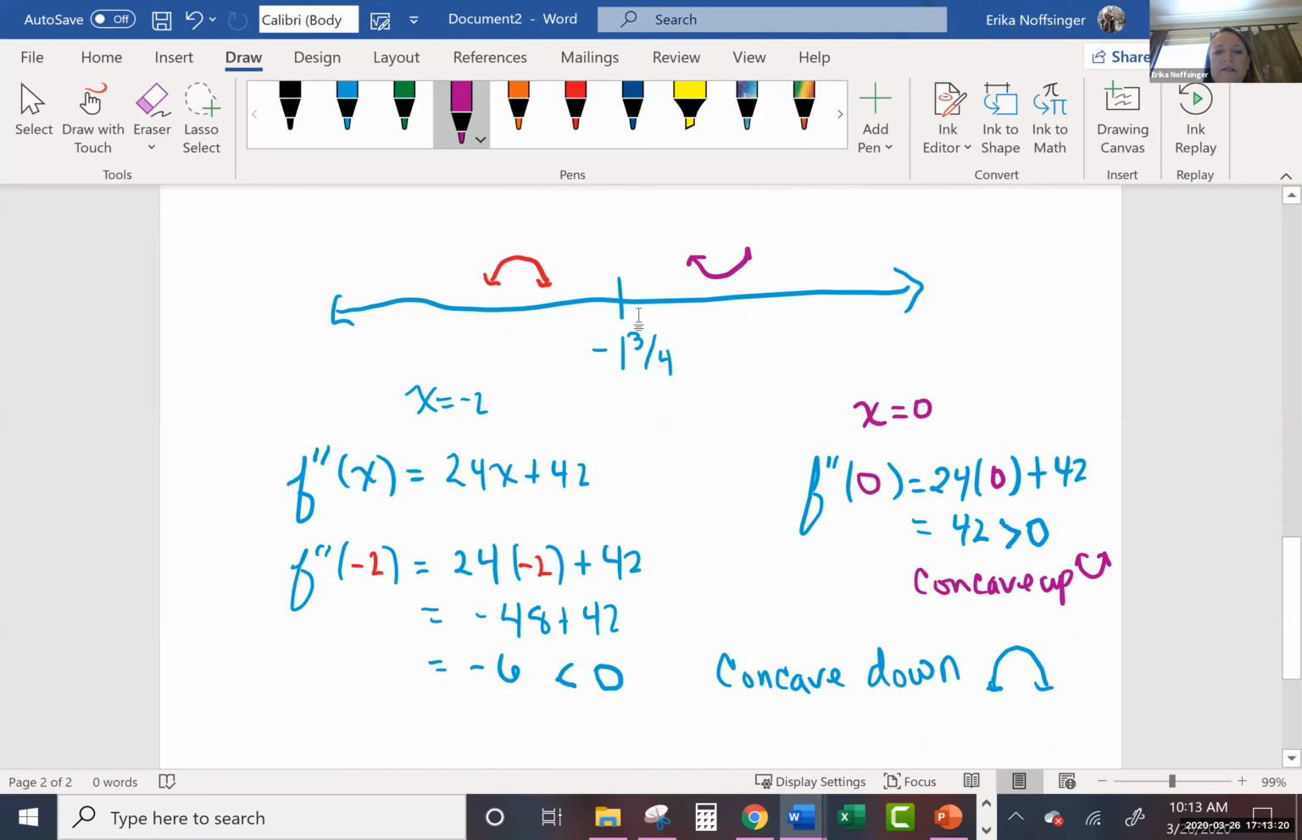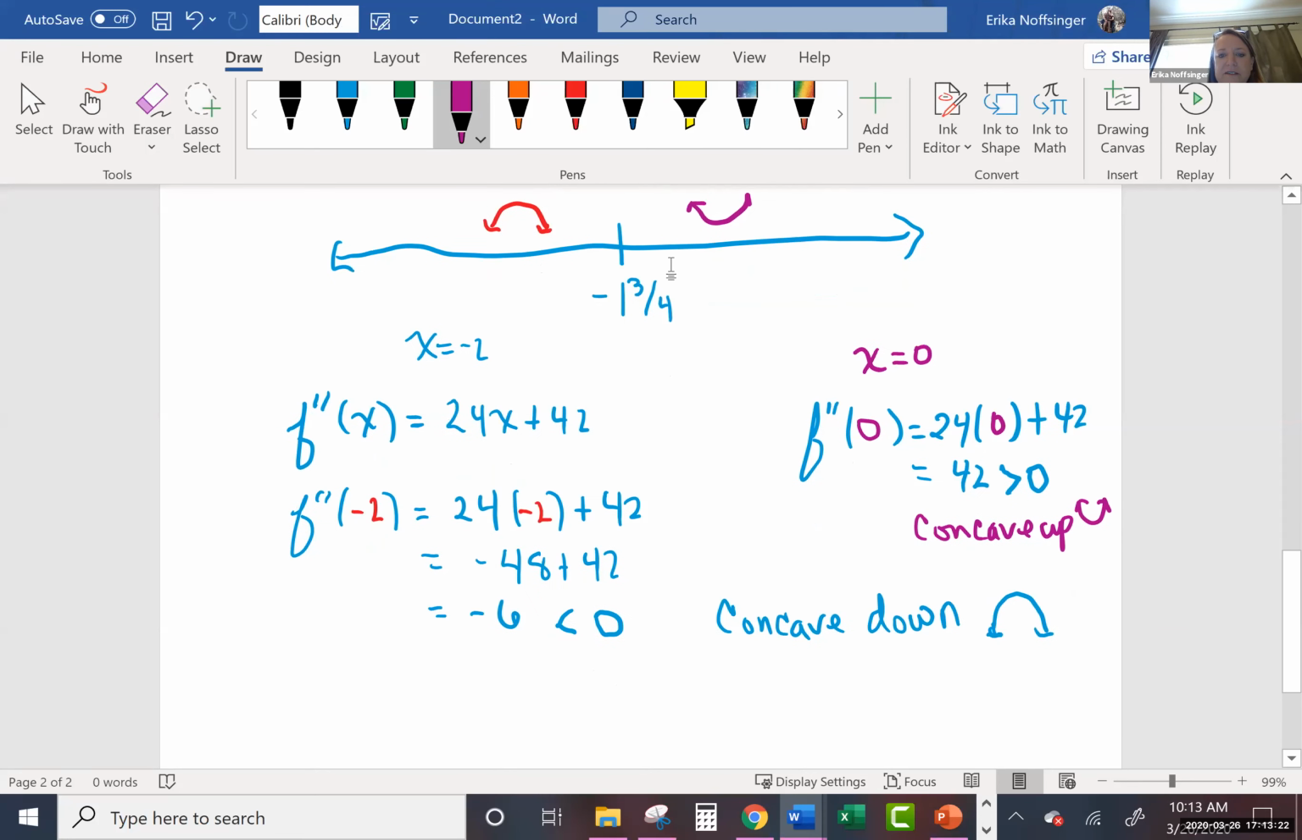So if your function's defined at the value that we found, which is our critical number, which it is, and it changes concavity, then that point, where it changes concavity, is called an inflection point.